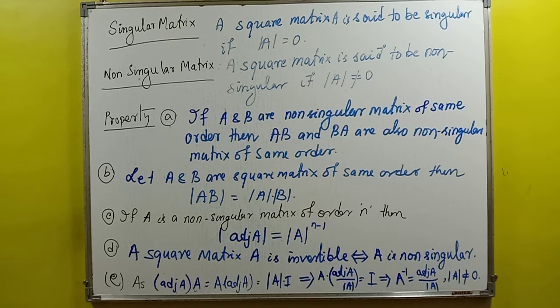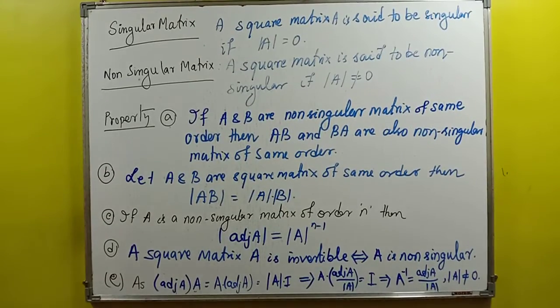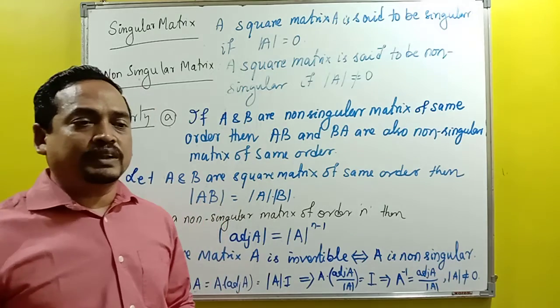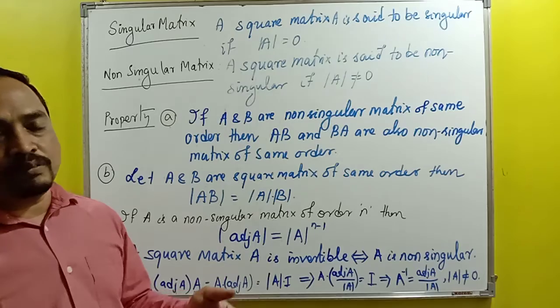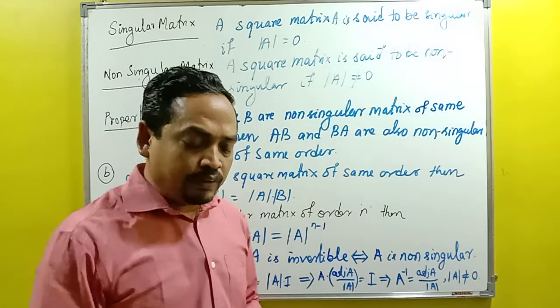Last time, in the last video, we discussed how to find the adjoint of a square matrix. Adjoint of a matrix, because you can find the adjoint only for a square matrix. Today in this video we will discuss some more properties, the inverse of a matrix, singular matrix, non-singular matrix, and how to find the inverse. These things we will cover in today's video.